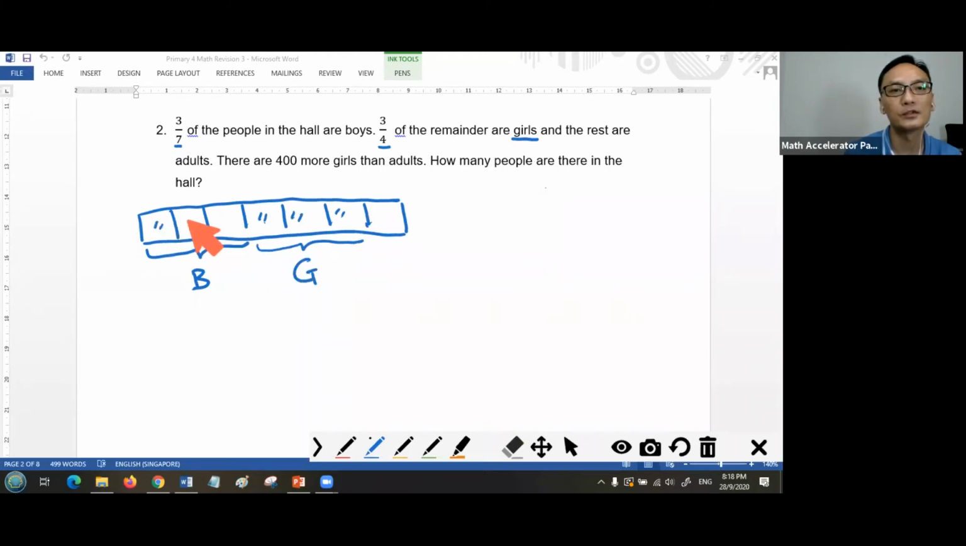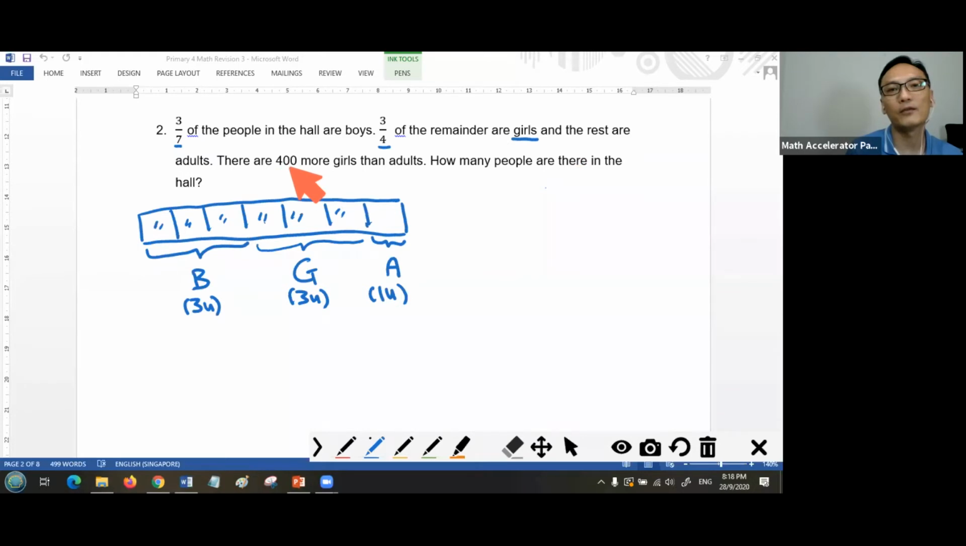Right, this one is for the first 3 units for the boys, next 3 units for the girls, and the rest are adults. So here, 1 single unit remains, it belongs to the adults. Next, let's count the number of units. For the boys, we have 3 units. For the girls, we have 3 units as well. And adults, we have 1 unit.